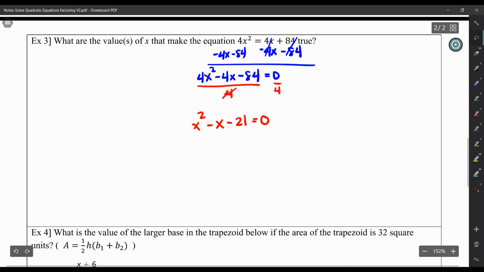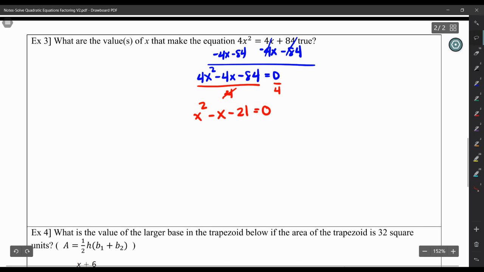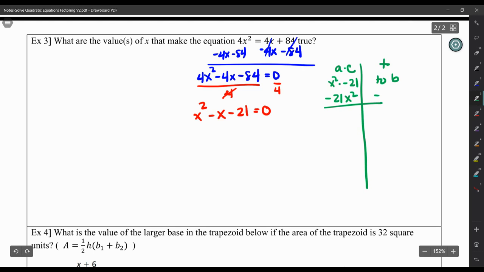So now this is what you're actually factoring. Now that we have this as simple as it's going to go, this is where you would start with a times c. So x squared times negative 21, which makes negative 21x squared. And you have to add up to be the b, which in this case is a negative x.